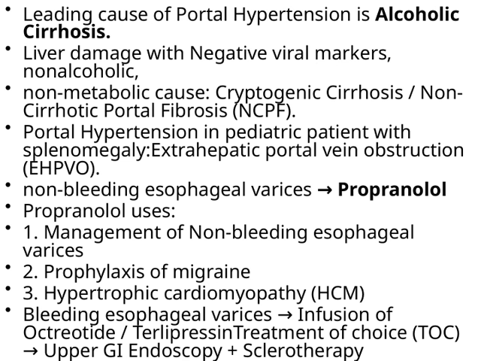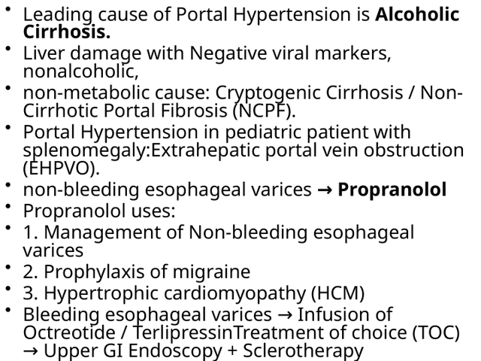In pediatric patients presenting with splenomegaly, we should consider extrahepatic portal vein obstruction, or EHPVO. This condition involves blockage outside the liver, leading to increased pressure and enlargement of the spleen. Now, regarding variceal management, if a patient has non-bleeding esophageal varices, propranolol is typically used. It's a beta blocker that reduces portal pressure and helps prevent bleeding episodes.